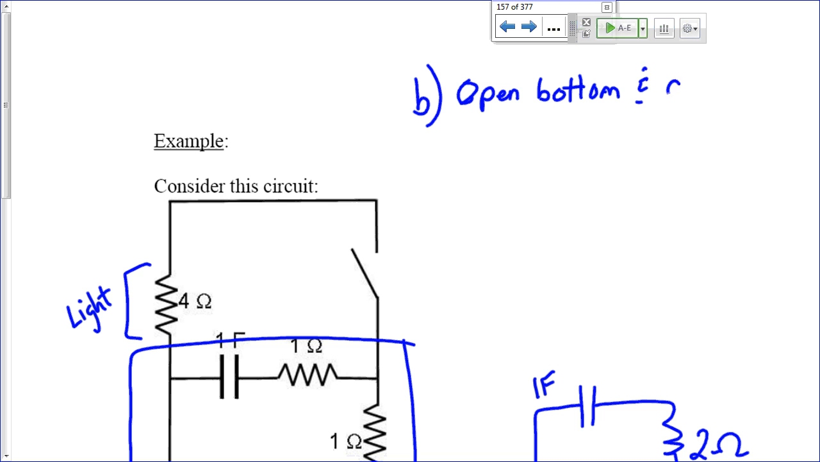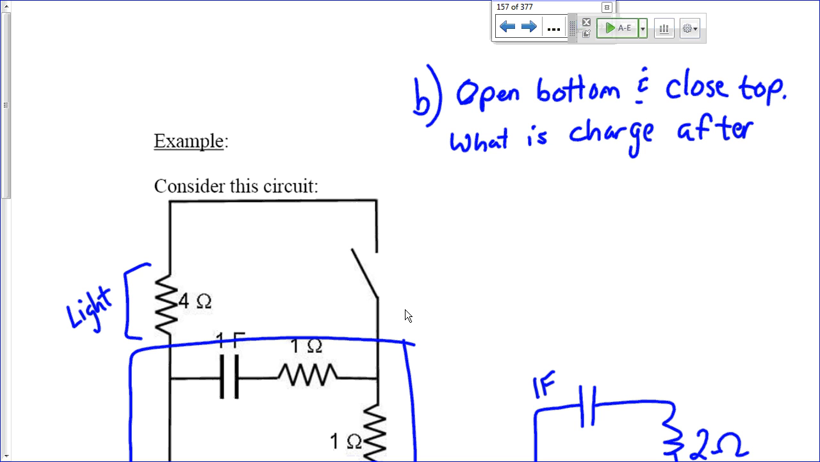And close the top switch. What is the charge after, no, let's say what is the current, rather? After t equal 10 seconds. All right, you want to do a similar thing.